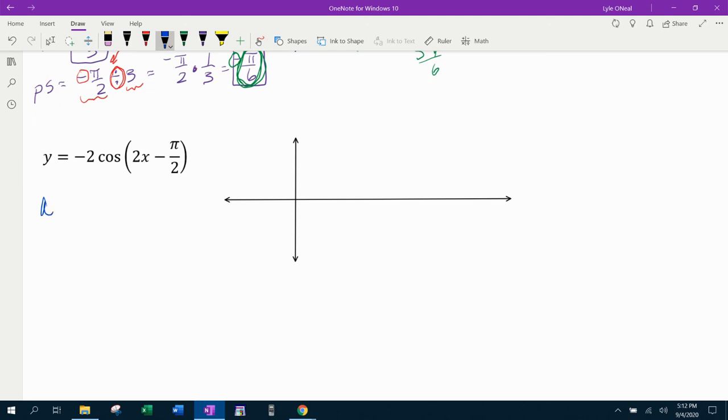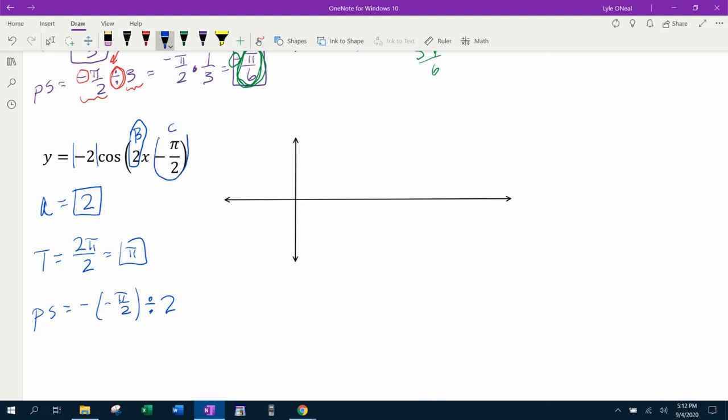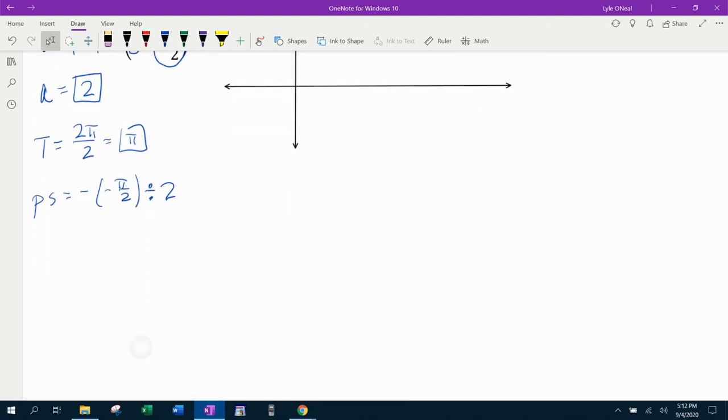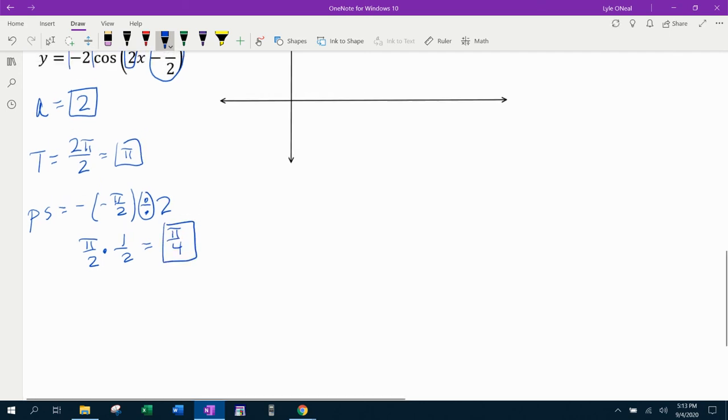All right, so let's find the amplitude. One more time, amplitude is always positive. Period: 2 pi over b. And b in this case is 2. Again, did you see that? This is the b, which is pi. And the phase shift is going to be negative c over b. Negative c. See, there's my c. And two negatives make a positive. So this is going to be positive pi over 2. Keep, change, flip. And that's going to give me positive pi over 4 for my phase shift.